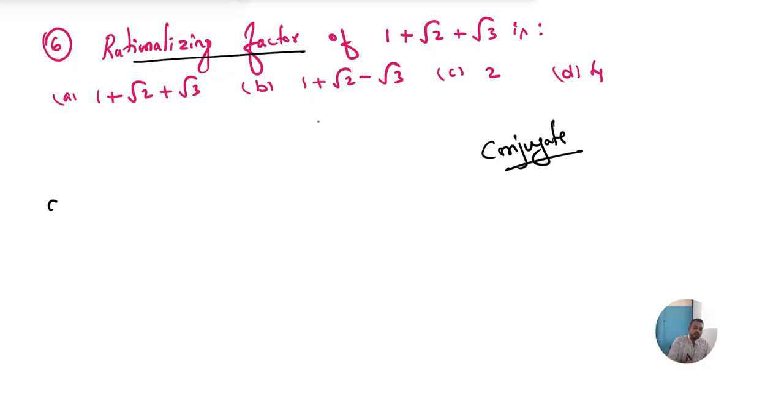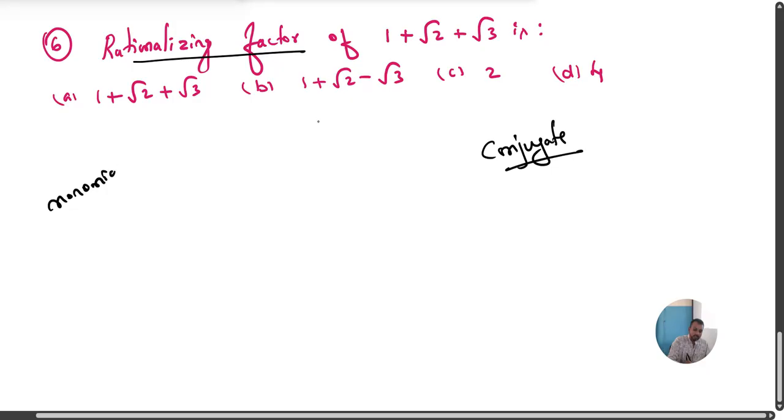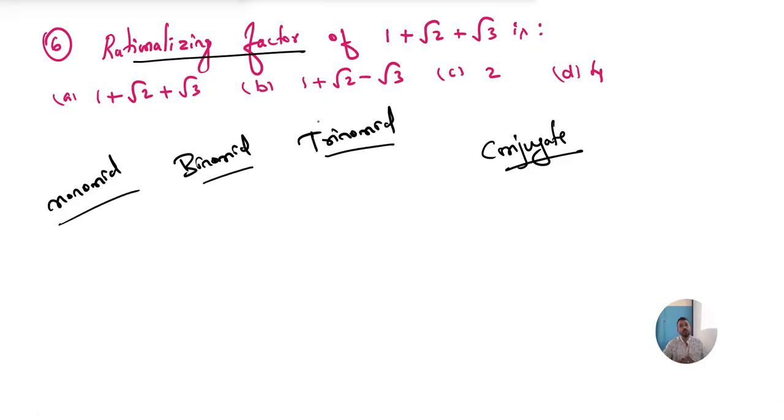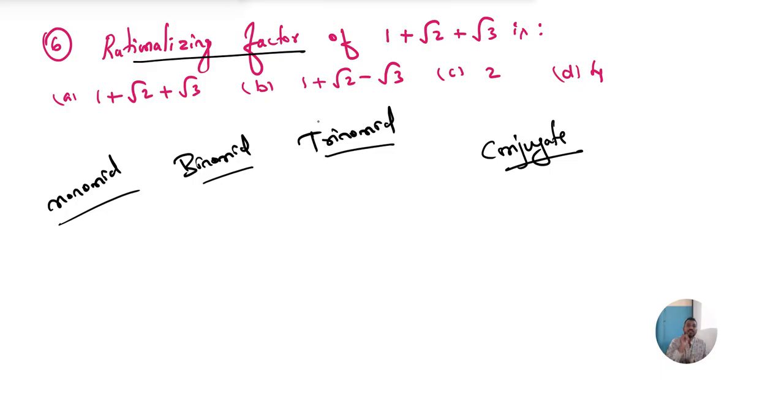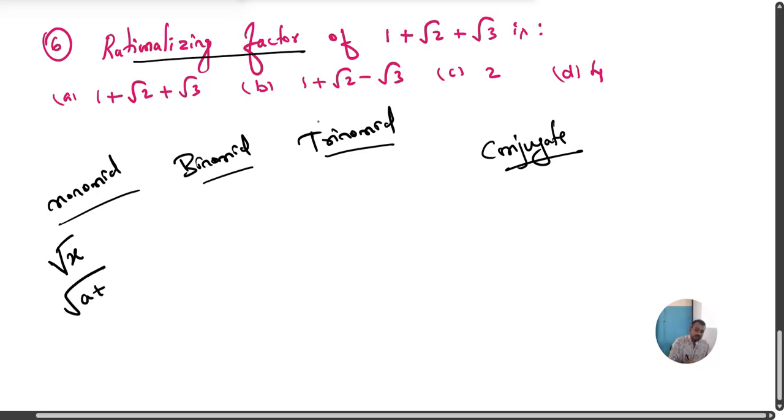Here we have monomial surd, binomial surd, and trinomial surd. As of now, we are dealing with trinomial surd. I'll tell you the meaning of monomial, binomial and trinomial. If you find a single surd in the question, a single root, example root x, example root of a plus b. This is important.